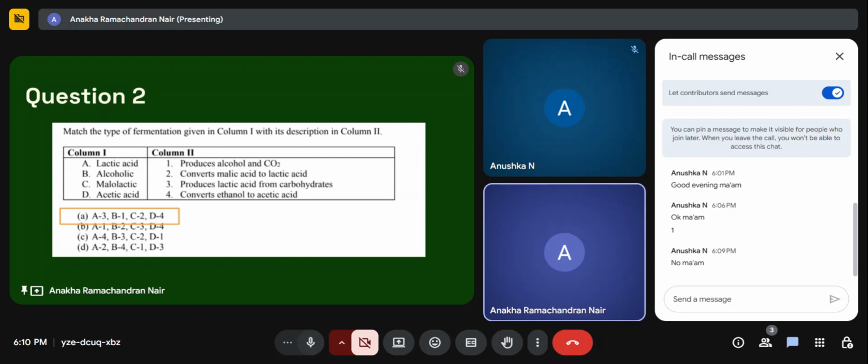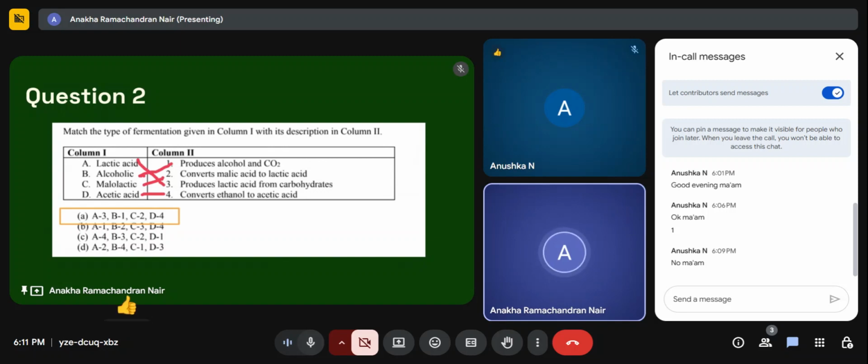So that means lactic acid produces lactic acid from carbohydrates, right? Alcoholic produces alcohol and CO2, which is B. Malolactic converts malic acid to lactic acid, and acetic acid converts ethanol to acetic acid, right? So different organisms produce different kinds of respiration which can lead to these products being formed. Okay, so the correct answer is answer E.